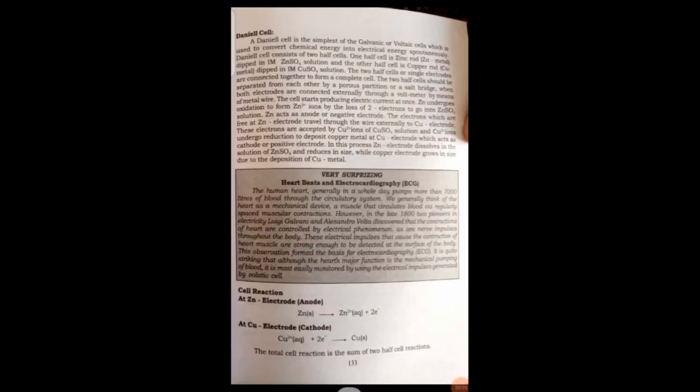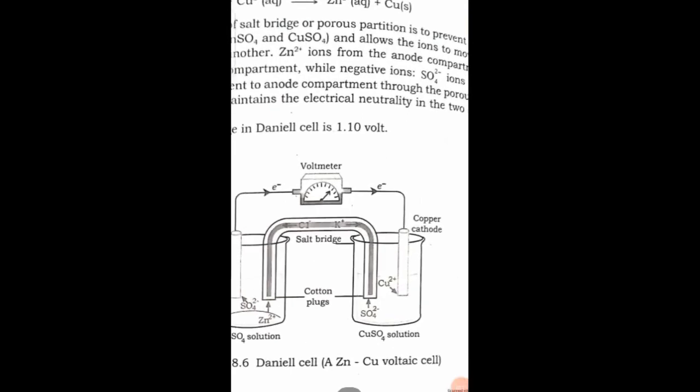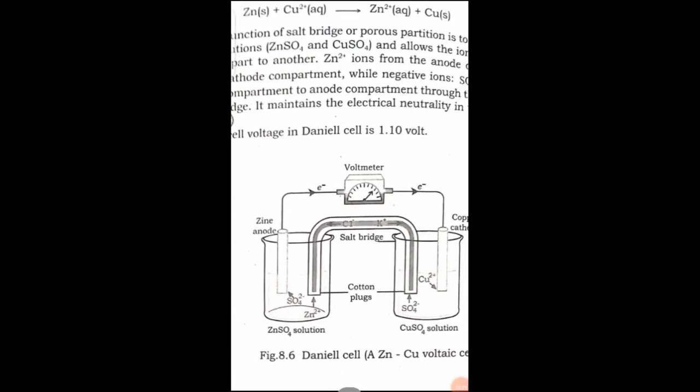Daniel cell is the example of the galvanic or the voltaic cell. Now firstly you should know the construction of the Daniel cell. It is consisting of two parts. One part contains the zinc sulfate solution, another part contains the cupric sulfate solution. The two rods are dipped into it. Zinc rod is dipped into the zinc sulfate solution and the copper rod is dipped into the cupric sulfate solution.